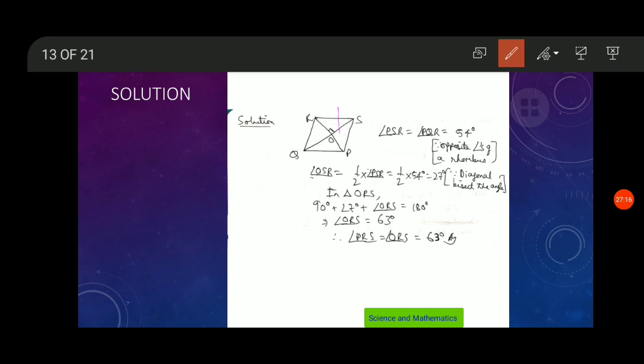Now we know the diagonals bisect the opposite angle, so it will be half of 54 degrees. We have found that the opposite angle PSR is 54 degrees. Now it will be 27 degrees. So QSR will be 27 degrees. Now in triangle QRS, I hope it is visible to you, in QRS it will be 90 degrees.